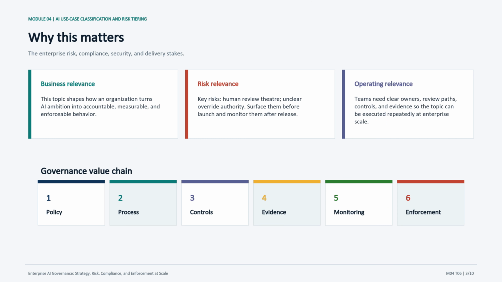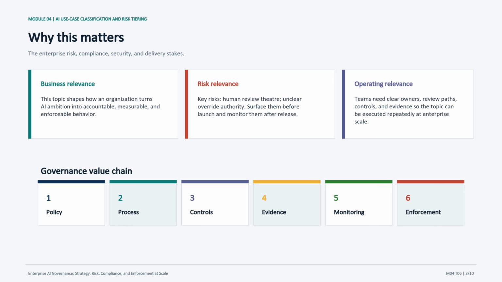Model and use case approval gates matters because AI governance is not only about writing policies, it is about preventing unmanaged AI behavior from becoming business, compliance, security, or reputational risk. The risk side is especially important here. For this topic, the common failure modes include human review theater, unclear override authority, and launch without acceptance. I would pause on each one and ask the class, what would the first warning sign look like in production?